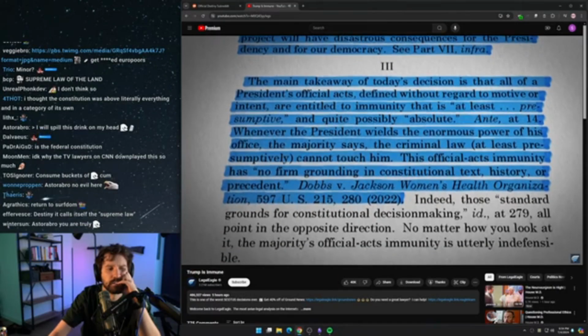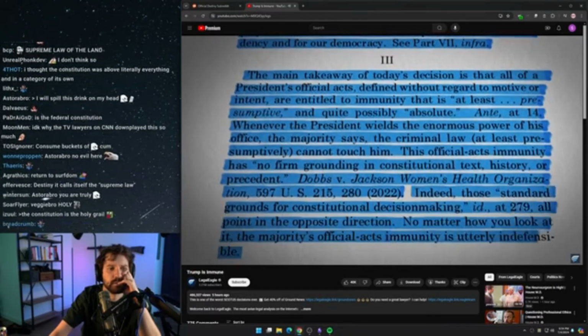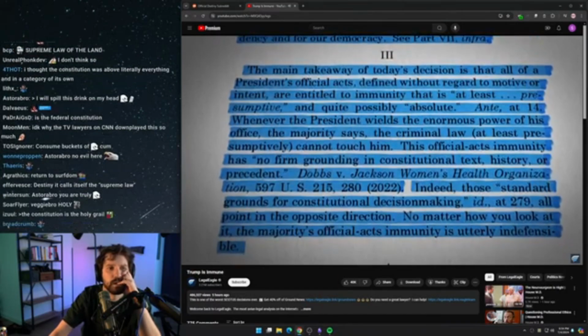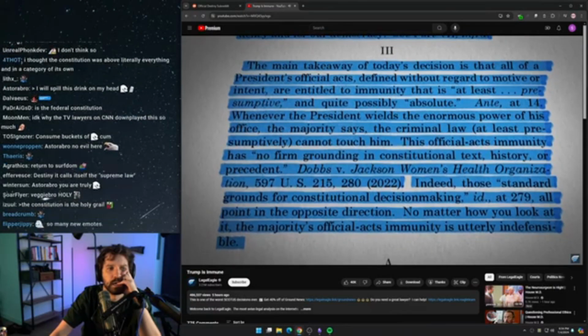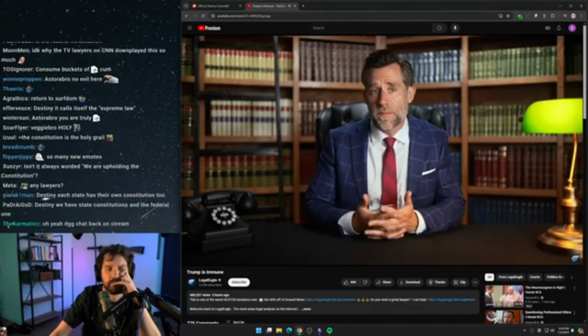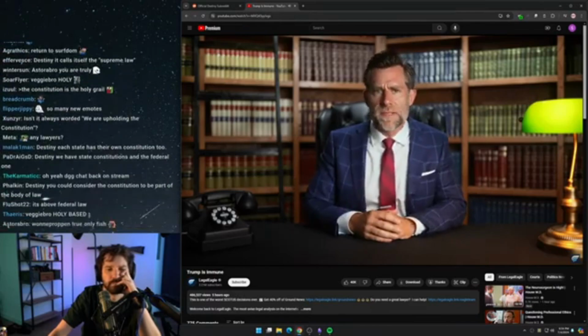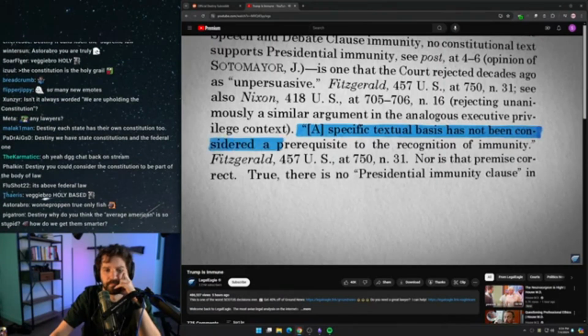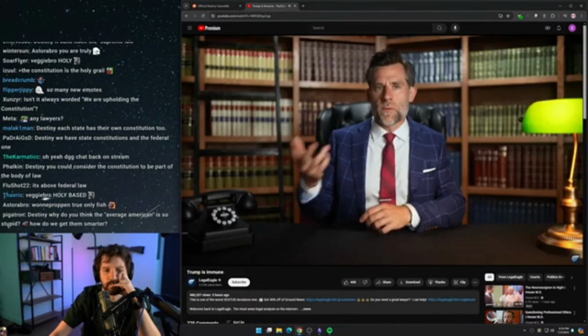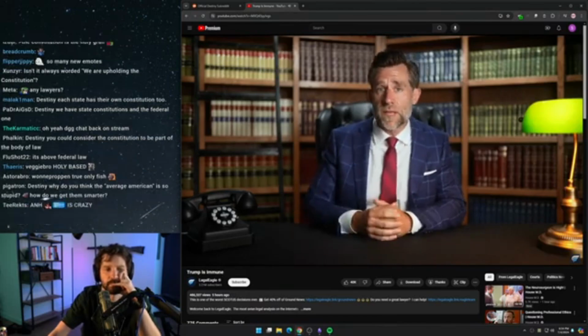The official acts immunity has no firm grounding in constitutional text, history, or precedent. Indeed, those standard grounds for constitutional decision-making all point in the opposite direction. No matter how you look at it, the majority's official acts immunity is utterly indefensible. Now, the 6 conservatives in the majority, all of them self-described strict textualists, were really offended by this comment. They say that, quote, a specific textual basis has not been considered a prerequisite to the recognition of immunity. And Justice Roberts tries to rebut Sotomayor by noting that the Constitution is silent on all matters related to prosecuting ex-presidents.